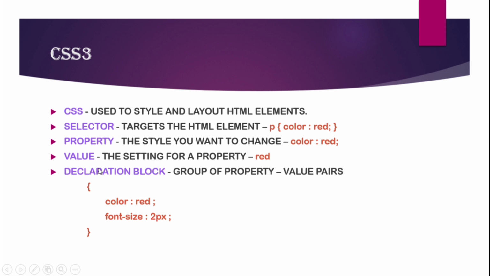Then we have the declaration block. A group of property value pairs is nothing but the declaration block. You can see color red, font size 2 pixel. So this is the declaration block. You can see this is the basic syntax.